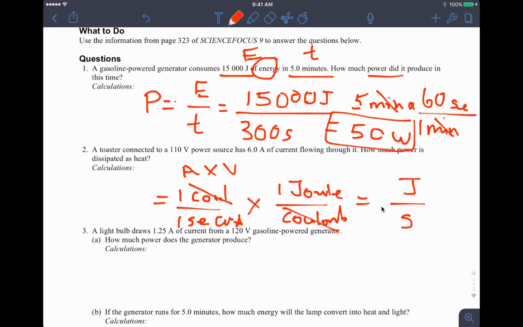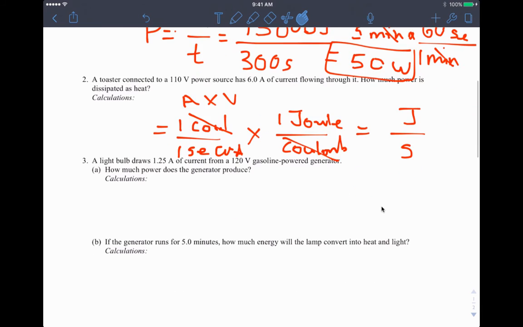So calculating power, if you're given current and voltage, you just got to multiply those two together. And that's just what we did, of course, in question number 2. So let's just finish question number 3. If you have a light bulb that has 1.25 amps and the voltage is 120, how much power does it produce? Well, we would do the same thing. Power is equal to current times voltage, and that would give me 150 watts.